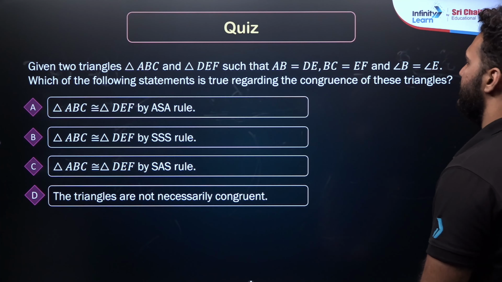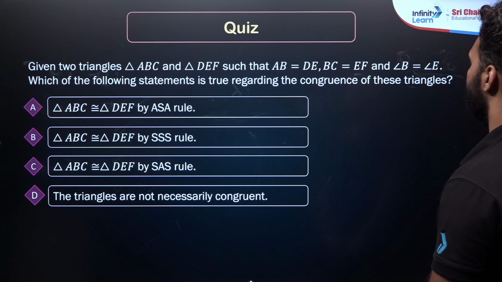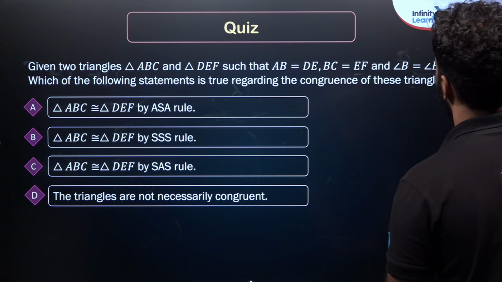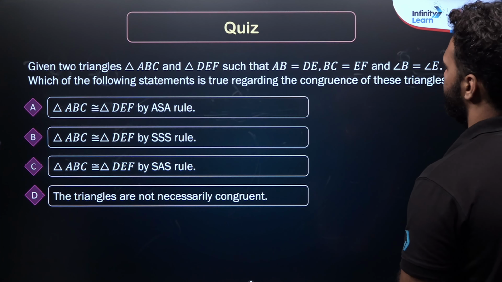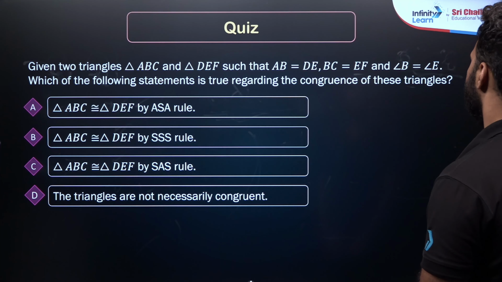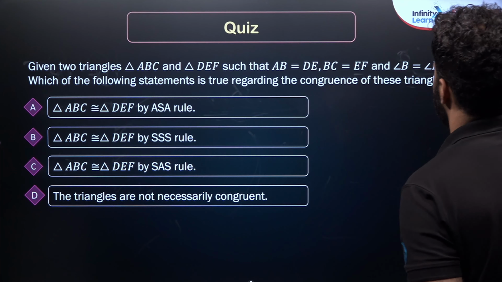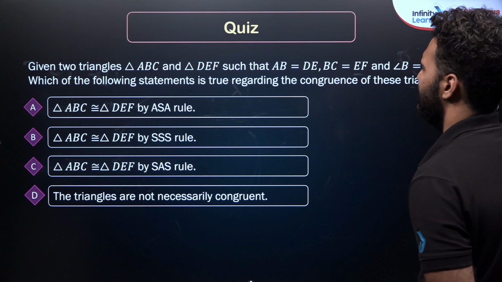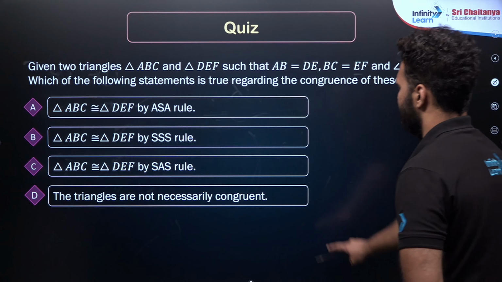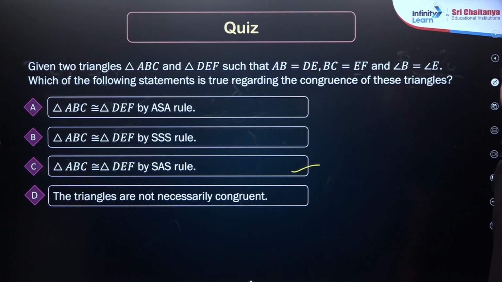Given two triangles ABC and DEF such that AB is equal to DE, BC is equal to EF, and angle B is equal to angle E. Which of the following statements is true regarding the congruency of the triangles? AB is equal to DE and BC is equal to EF. Two congruent, by SAS. Option C.